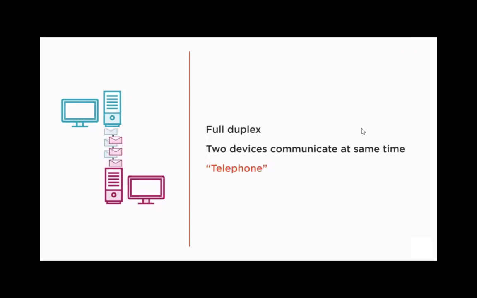In full duplex, we have two devices, and the two devices communicate simultaneously. For example, computer A sends data to computer B, and computer B sends data to computer A at the same time. The best example of full duplex is the telephone. On a telephone, we can talk and listen at the same time. So this type of model is called full duplex.